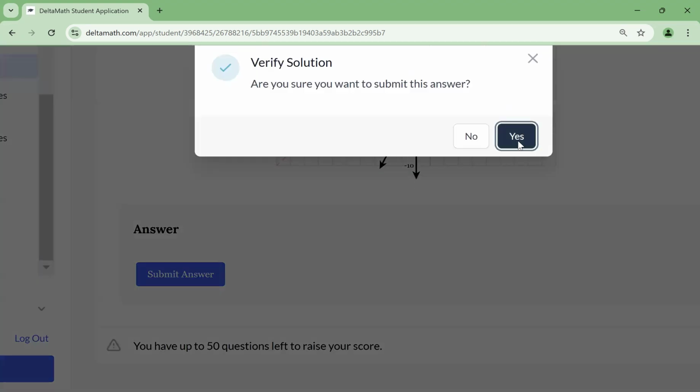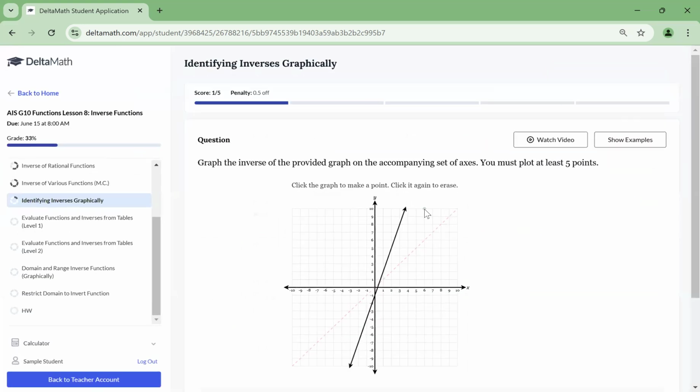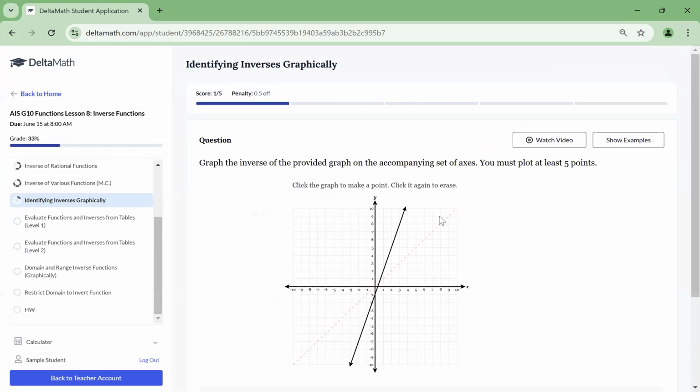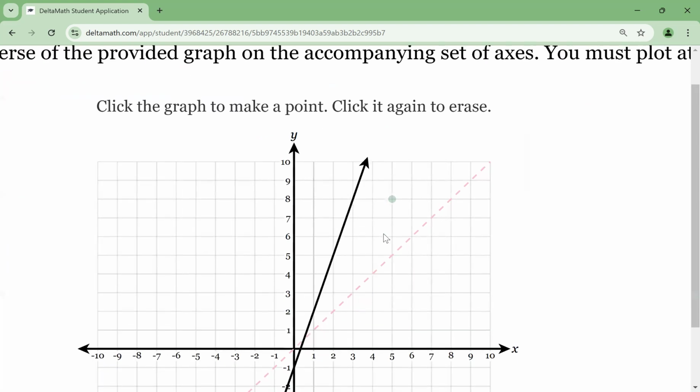So first, let's submit. Let's try another one. So again, we want to graph the inverse. Let me zoom in. Let's first take some points from the original graph. So here we have 1, 2. Here you have 2, 5. And here you have 3, 8.